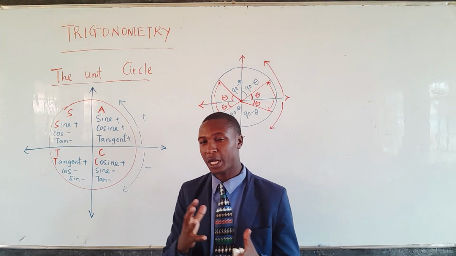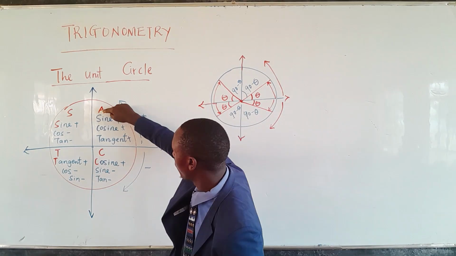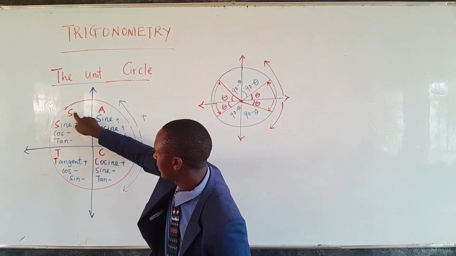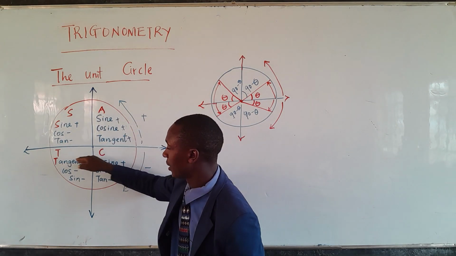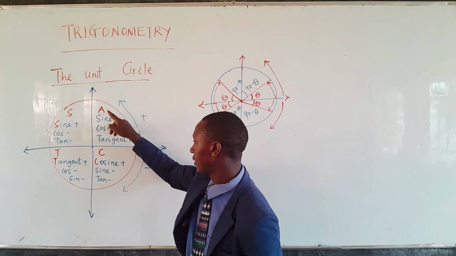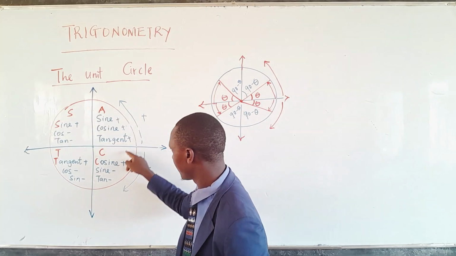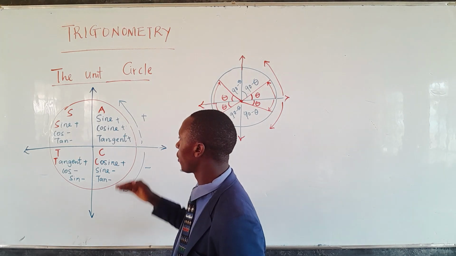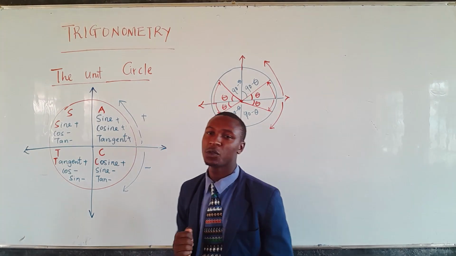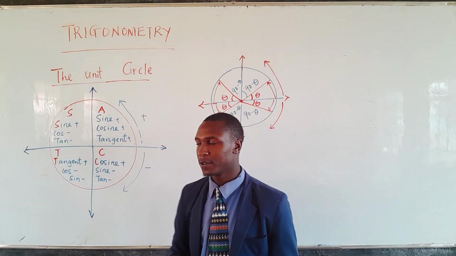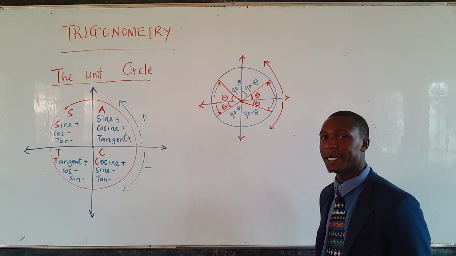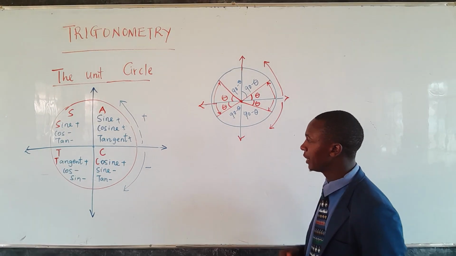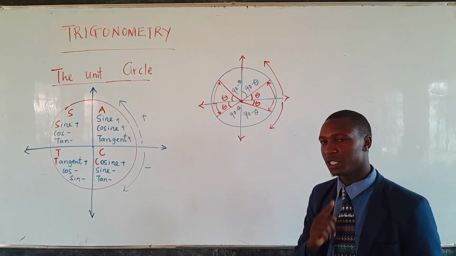Now, depends on how you want to name it, but if you have this as ACTS, you can easily remember that if you use ACTS in the clockwise direction, then you're going to have those ratios that are positive in each quadrant.